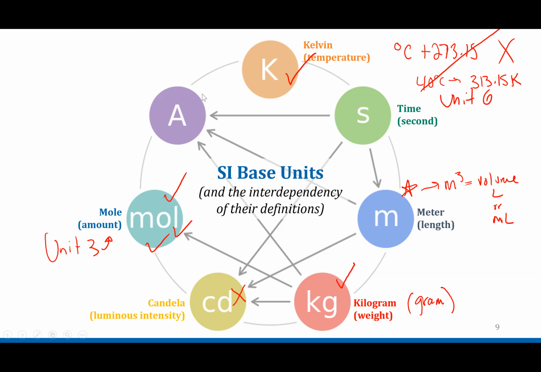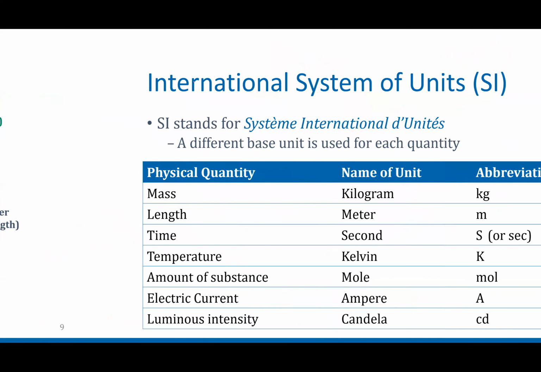And the last one, which again you won't use in 1120, is the ampere. You will use ampere and seconds in 1121, the next chemistry course, in your electrochemistry unit. The ampere measures electric current. Okay, so there's your 7 base units, and let me just show you.